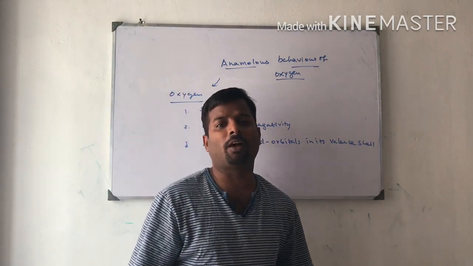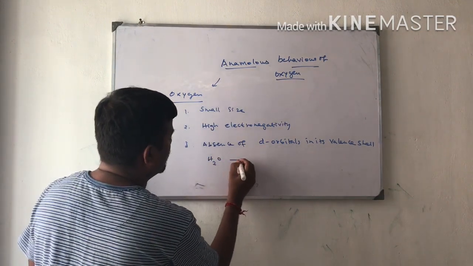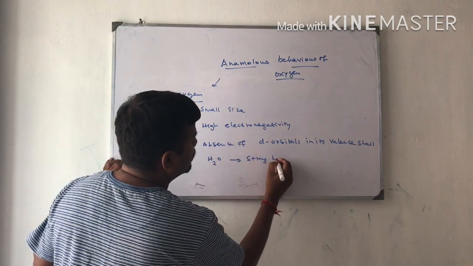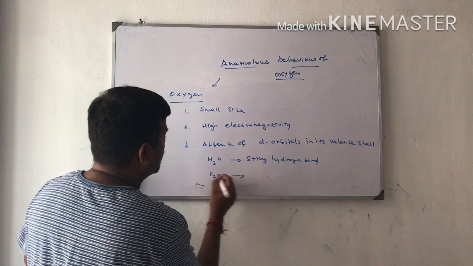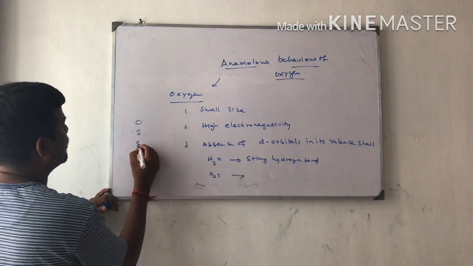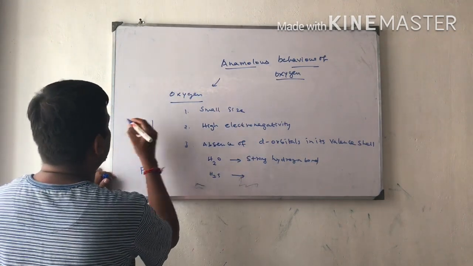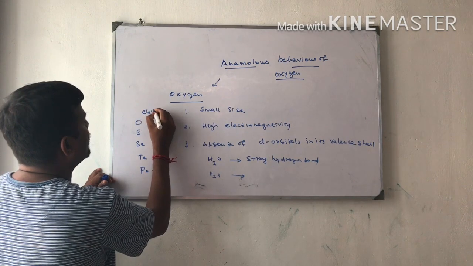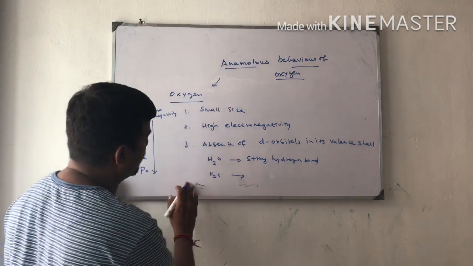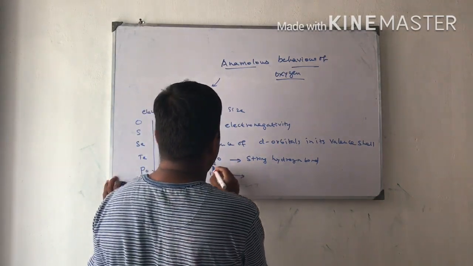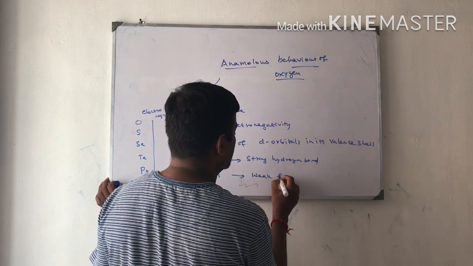Because of its extremely small size and high electronegativity, the water molecule H2O has a strong hydrogen bond when compared to H2S. On moving down the group, oxygen, sulfur, selenium, tellurium, polonium, electronegativity decreases. So that is why H2O has a strong hydrogen bond, while H2S has a weak hydrogen bond.